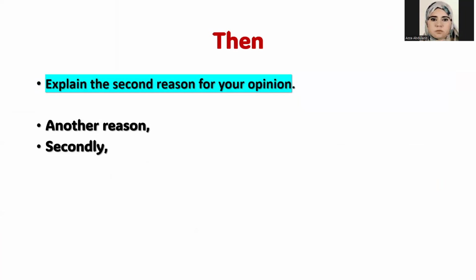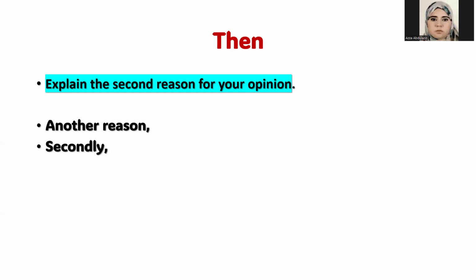Then explain the second reason for your opinion, which is the same viewpoint, okay? And introduce it with one of the following phrases as well, like another reason or secondly. By the way, try to use facts to explain why you hold your opinion. It's not enough to just say what you think, okay?